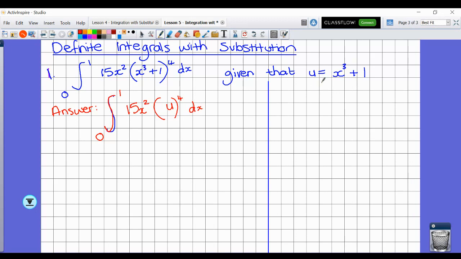We're going to do the same thing. We're going to differentiate this. So I'm differentiating u with respect to x. So du over dx, if you differentiate this, gives you 3x squared. Now remember, I'm looking to swap out dx, so I'm trying to get dx by itself. So multiply both sides by dx, and then divide by the 3x squared, and that will give you dx by itself, which is what you want.